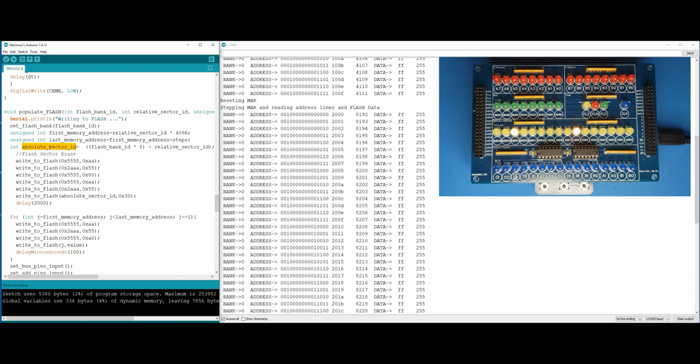And the absolute sector ID means the sector number across the whole flash memory, right? I guess we talked about that in the slides. And I said, in order to calculate the absolute sector ID, we need to multiply the flashbank ID by 8, and then add the relative sector ID, which is the value that we are actually passing to the function.